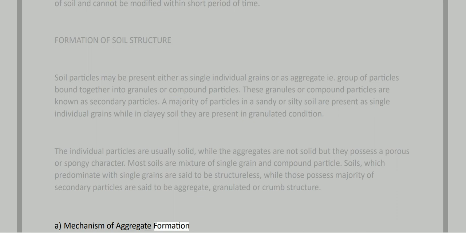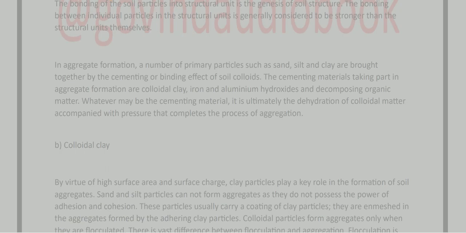Mechanism of aggregate formation. The bonding of the soil particles into structural units is the genesis of soil structure. The bonding between individual particles in the structural units is generally considered to be stronger than the structural units themselves. In aggregate formation, a number of primary particles such as sand, silt and clay are brought together by the cementing or binding effect of soil colloids. The cementing materials taking part in aggregate formation are colloidal clay, iron and aluminium hydroxides and decomposing organic matter. Whatever the cementing material, it is ultimately the dehydration of colloidal matter accompanied with pressure that completes the process of aggregation.